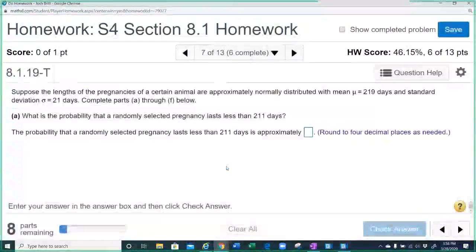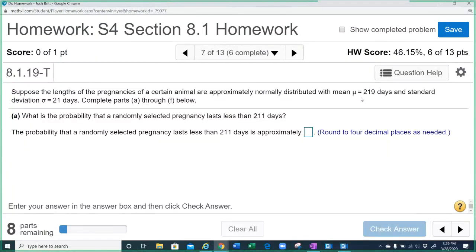Okay, so now we'll do a couple application problems. So again, we've got the lengths of pregnancies of a certain animal are approximately normal with mean 219, standard deviation 22. What's the probability that a randomly selected pregnancy lasts less than 211 days? Now this problem does not ask anything about the probability of a random sample mean, and that's when you want to use sigma over square root n. So this is just a regular old 7.2 question.